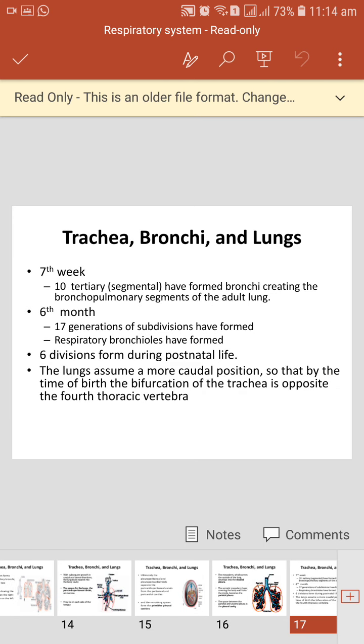In the 7th week of development, 10 tertiary or segmental bronchi have formed, which create the bronchopulmonary segments of the adult lung. In the 6th month, 17 generations of subdivisions have formed. Respiratory bronchioles are also formed. 6 more divisions form during postnatal life. The lungs assume a more caudal position so that by the time of birth, the bifurcation of the trachea is opposite the 4th thoracic vertebra.